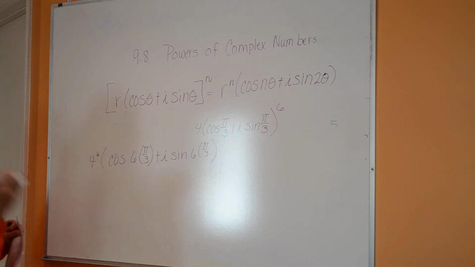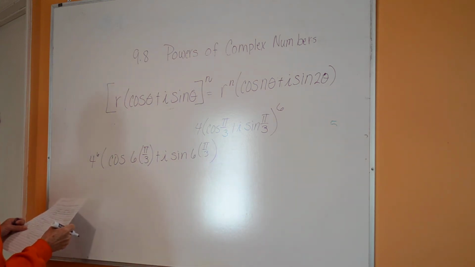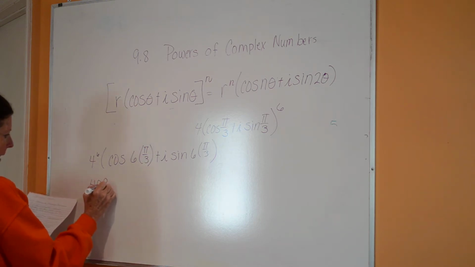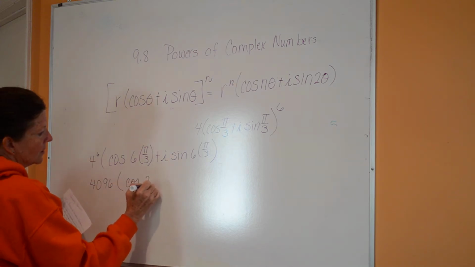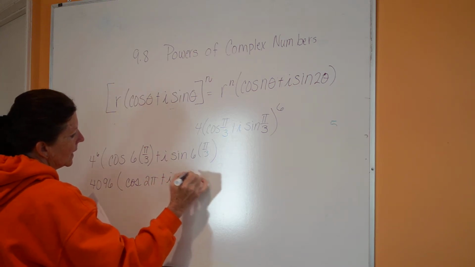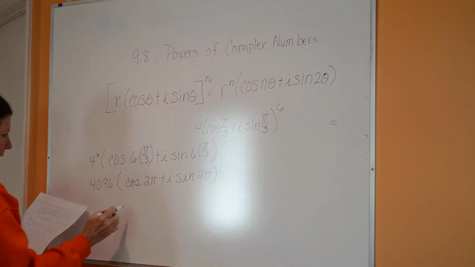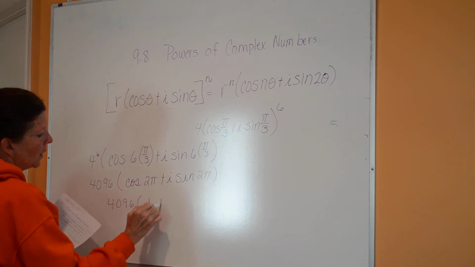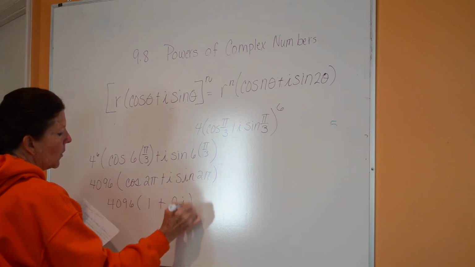Well, 6 times pi over 3 is going to give me 2 pi. So 4 raised to the 6th power is actually 4096 times the cosine at 2 pi plus i times the sine at 2 pi. All right, if I'm at 2 pi, the cosine is equal to 1. So I have 4096 times 1 plus the sine at 2 pi is 0, so 0i.